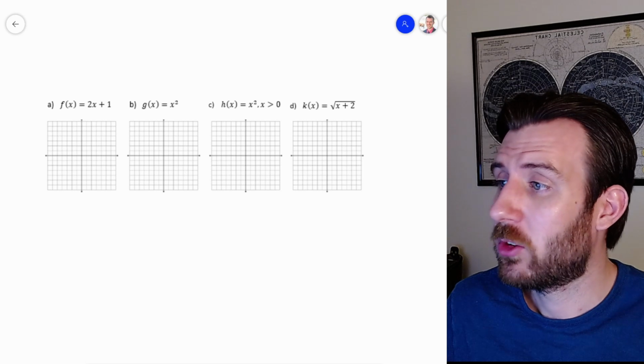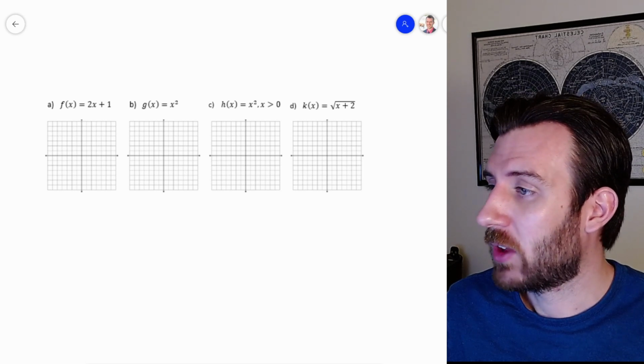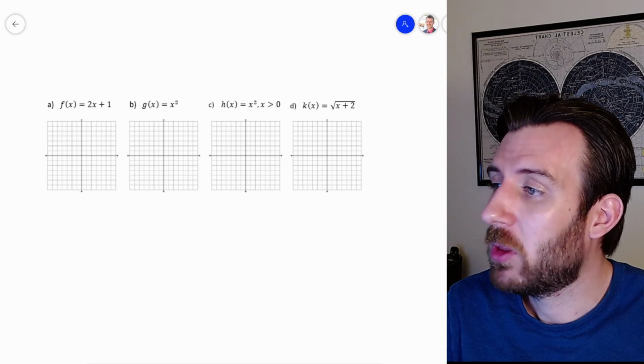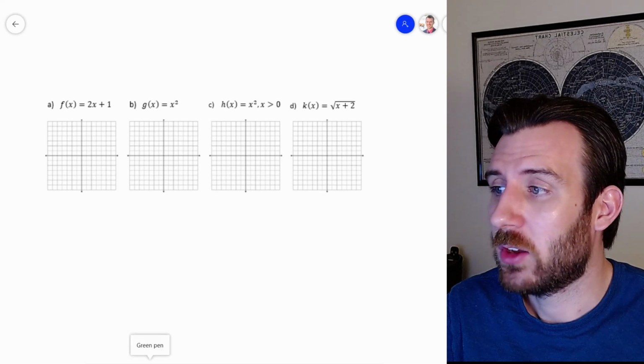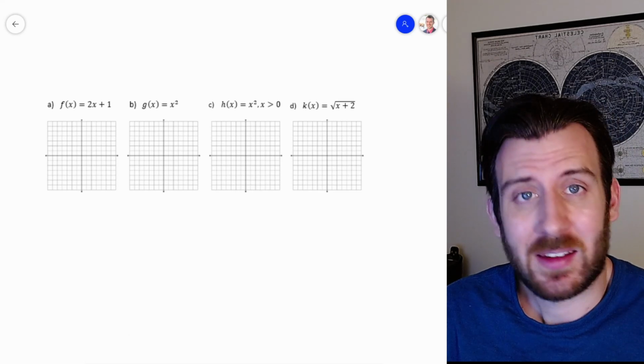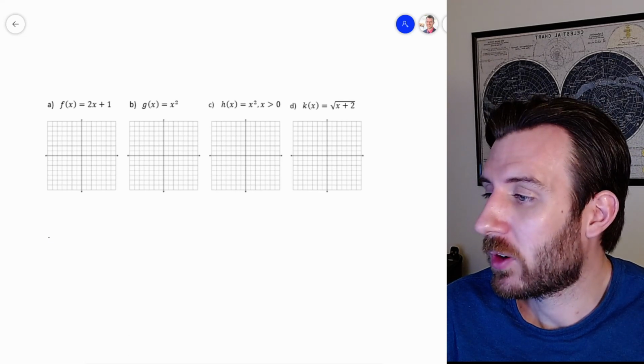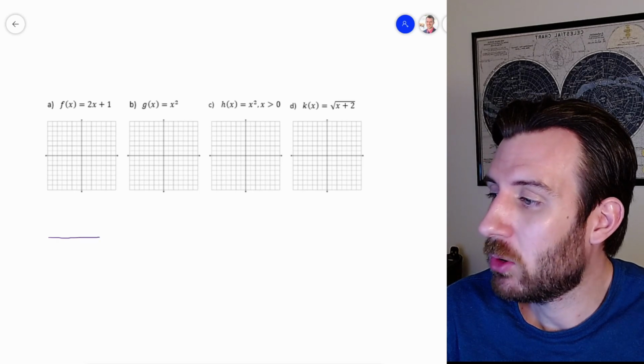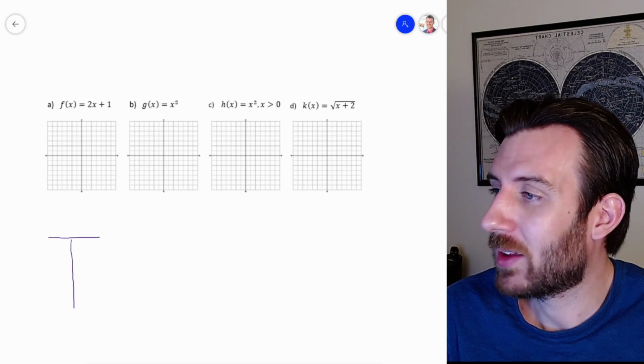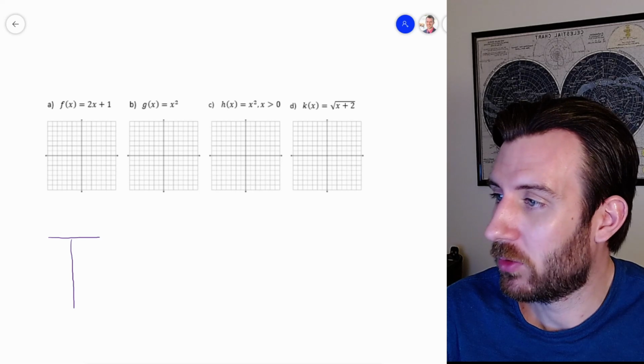Let's look at the domain and range of a few other graphs. So for example, let's take a look at this one here. This 2x plus 1 is going to be the equation of a line. And how do we know this? Well, perhaps we've forgotten. We can go back to drawing our table of values and use that as a way to help us with plotting out exactly what this function is.